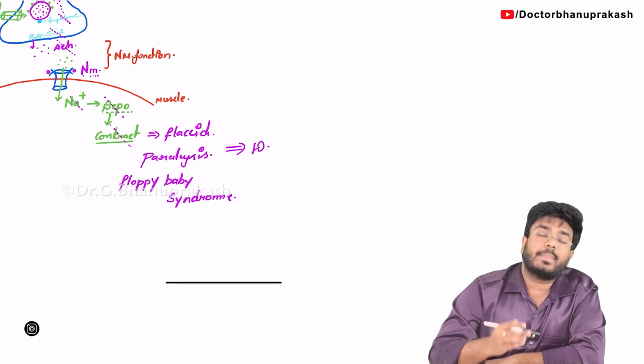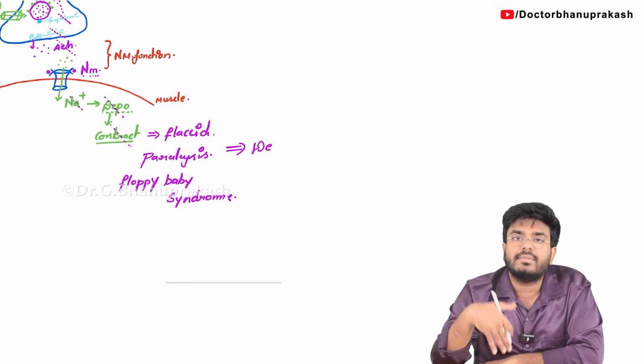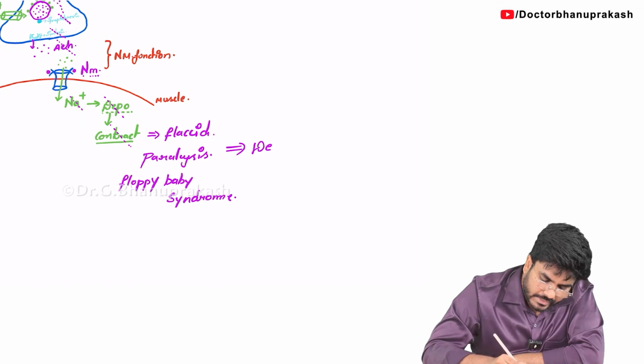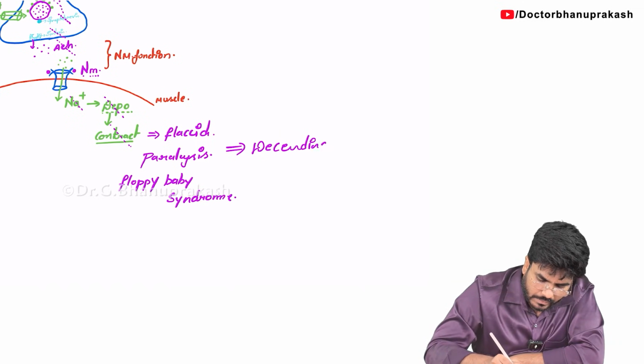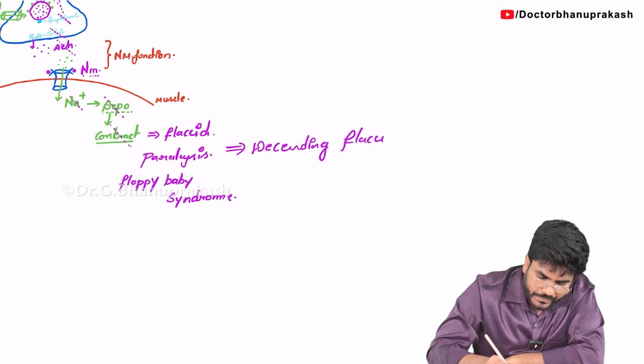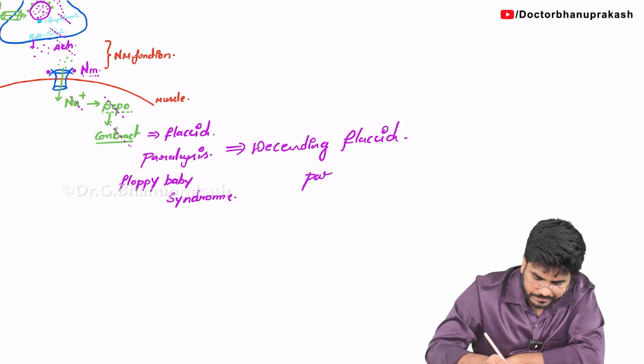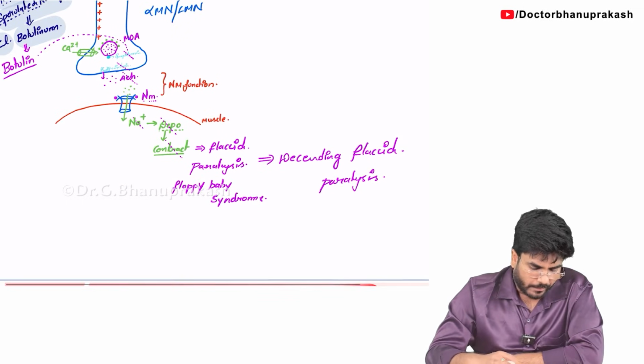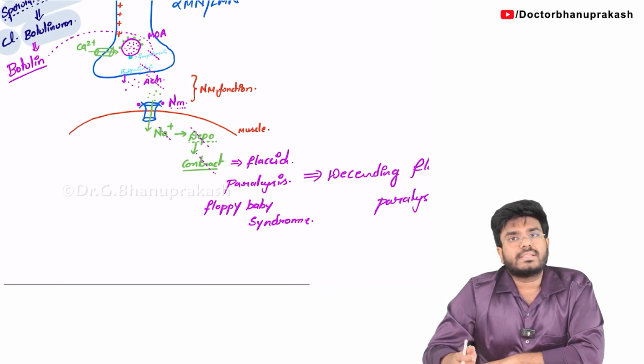Descending means the paralysis will start from the upper parts of the body, and slowly it will go down gradually. So descending flaccid paralysis. Okay, descending flaccid paralysis. Now, apart from this, what else should you know for your exams?